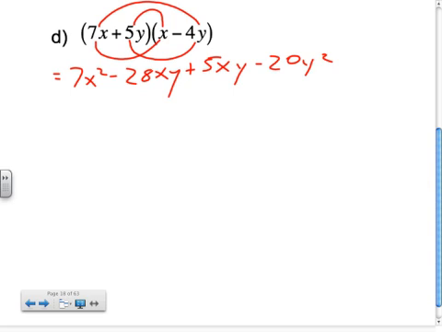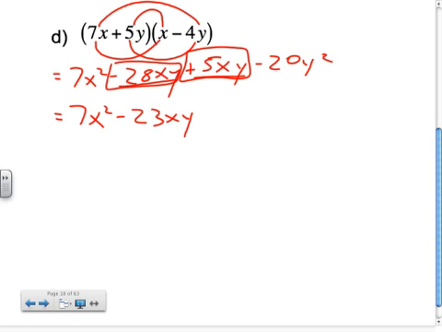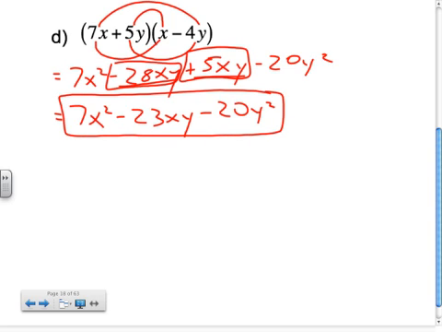Combine any common terms, I see xy and xy, and so I have 7x squared, I have negative 28xy plus 5xy. Negative 28 plus 5 is negative 23xy, minus 20y squared. Okay, and so that's all we'll do there when we have more than one variable. You'll still identify they have to have the same exact variables, same powers and everything.